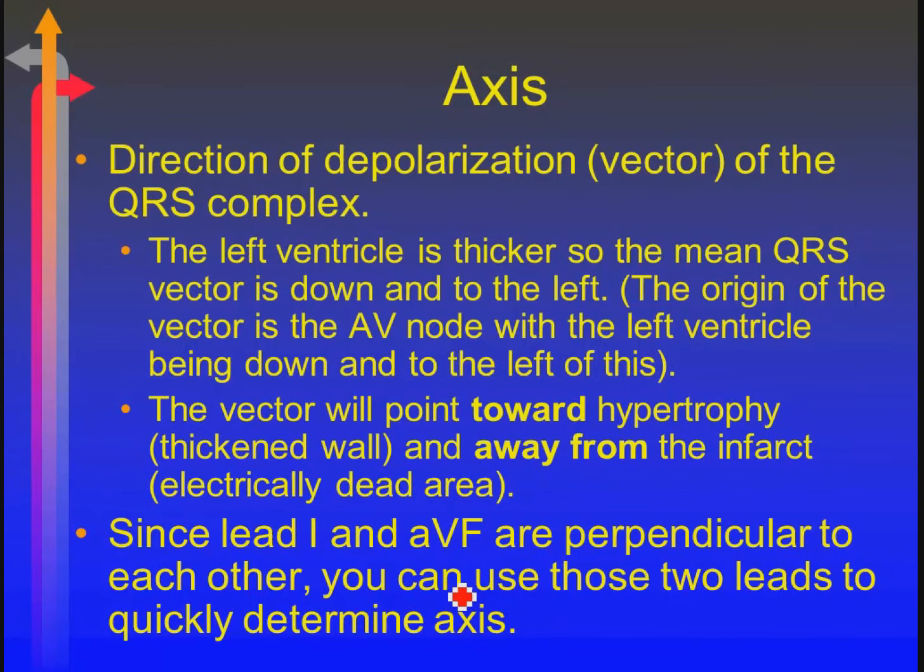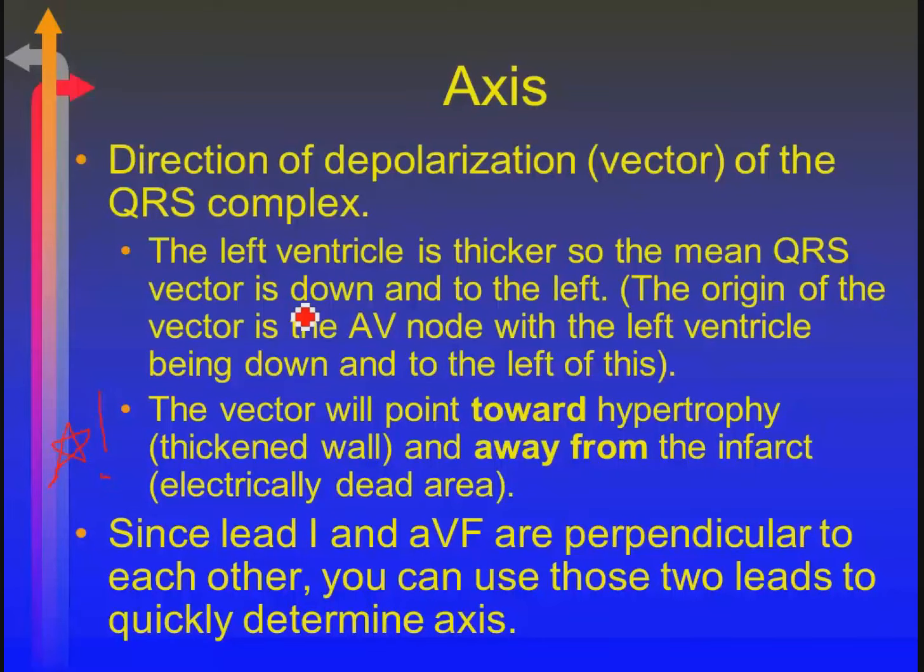Normally, you're going to have that direction going towards that lower right quadrant. Because the left ventricle is thicker, that's kind of the direction that the current normally moves from the right atrium, from the sinus node to the AV node and on down. Important point here. It's always going to move toward hypertrophy and away from infarct.